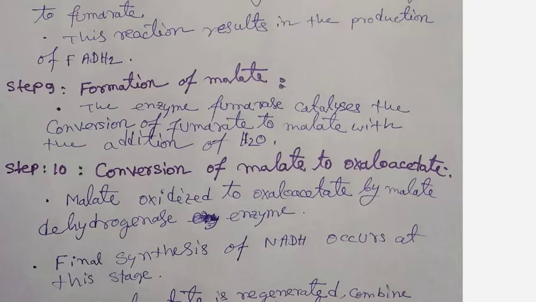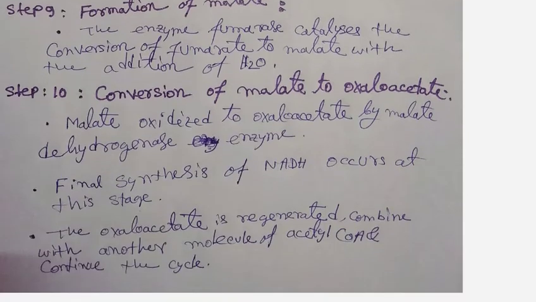Step 10, conversion of malate to oxaloacetate. Malate is oxidized to oxaloacetate by malate dehydrogenase enzyme. Final synthesis of NADH occurs at this stage. The oxaloacetate is regenerated, combined with another molecule of acetyl-CoA and continues the cycle.